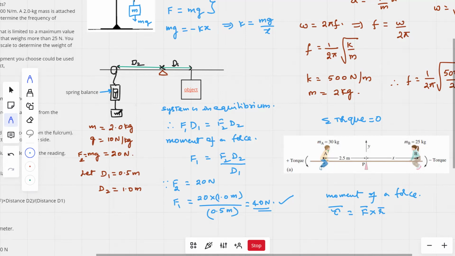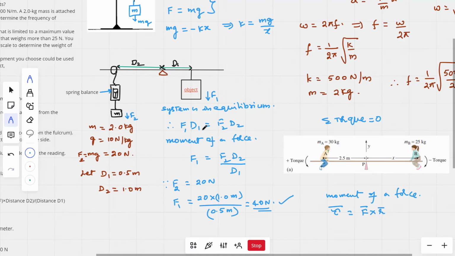Here I know the mass and I will measure the distance d2. This is F2, the force acting downwards. And here the weight is acting downwards. This is F1, and this length is d1. That means the distance between the object and the fulcrum is d1, and the distance between the spring scale and the fulcrum is d2. I know F2, and now I measure d1 and d2.